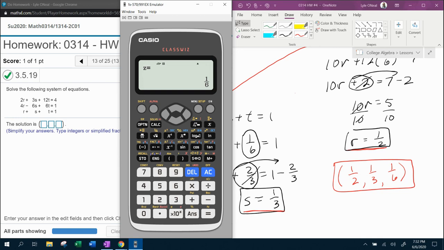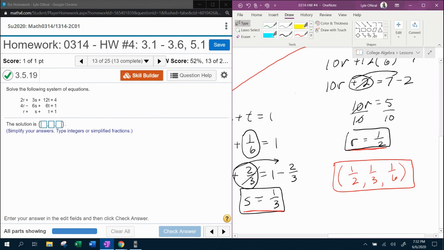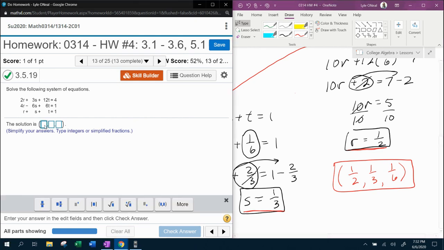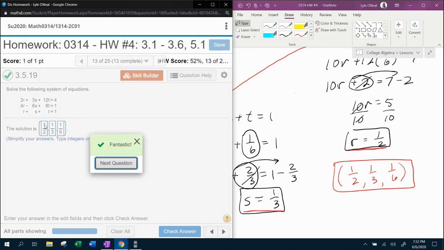Okay, so again, trying to emphasize the calculator is a fantastic tool for checking your work. Now, let's plug it into MyLab Math and check. Okay, 1/2, 1/3, and 1/6. Damn, what a long, nasty problem.